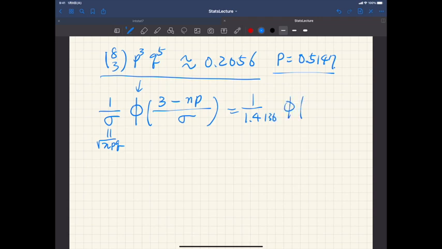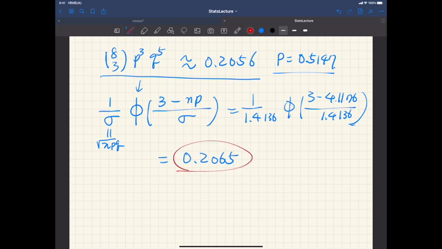So if we put all of the numbers together, it should be 1 over 1.4136 times phi of (3 minus 4.1176) over 1.4136. If you calculate this, it should be approximately 0.2065. If you compare this value with this value, they are pretty close. So the normal distribution can approximate the binomial distribution.